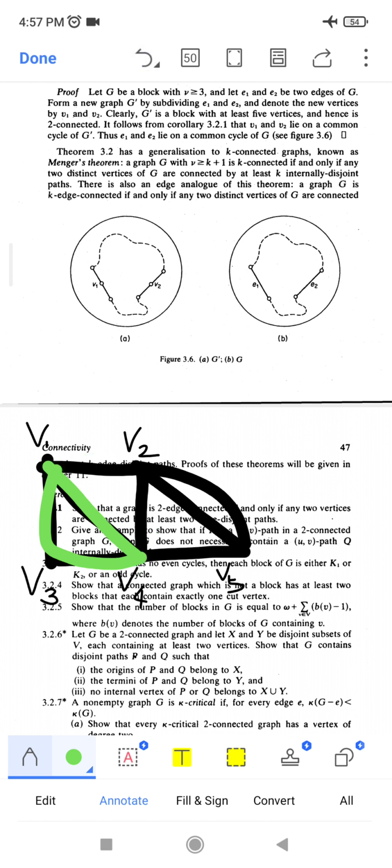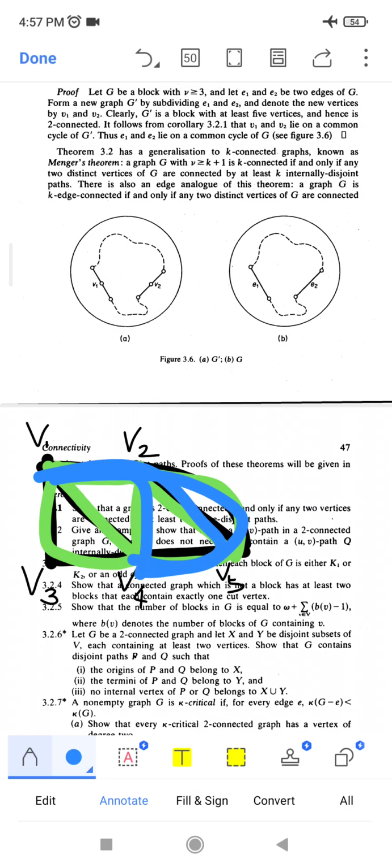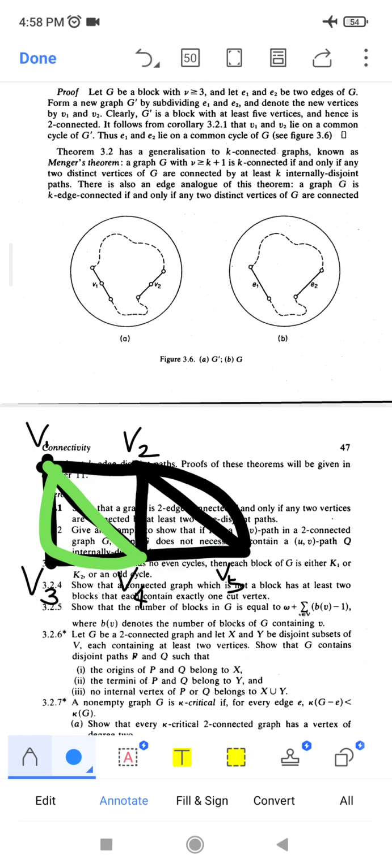We can also find a path like this, a path like this, but they are not internally disjoint. These paths have common vertices, so these three paths are not internally disjoint. So we need to get internally disjoint paths. We can find three internally disjoint paths, right? One path is this, one path is this, one path is this, and one path is this.